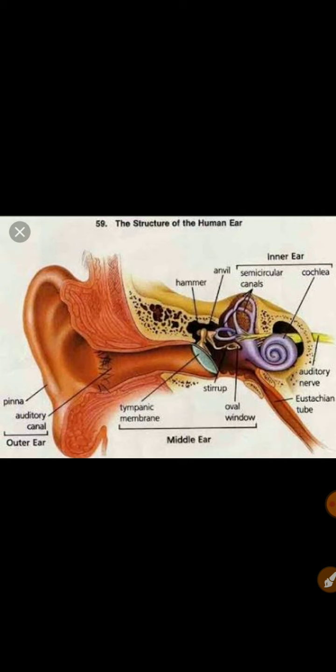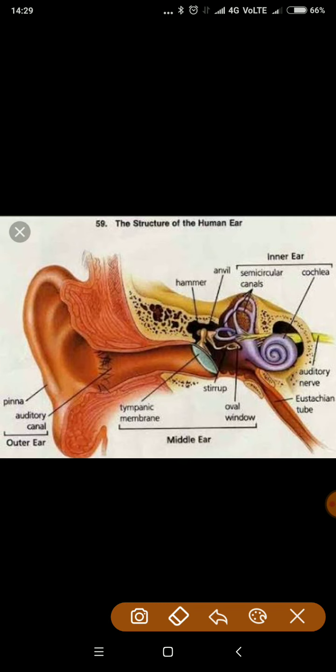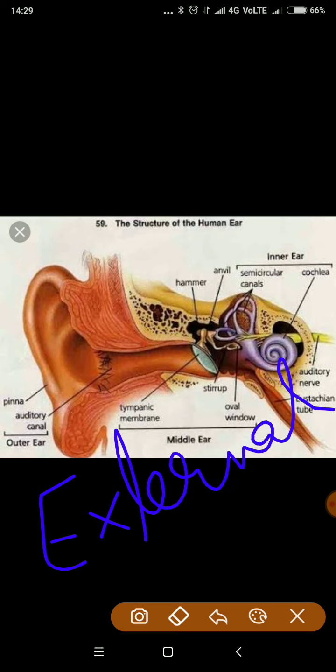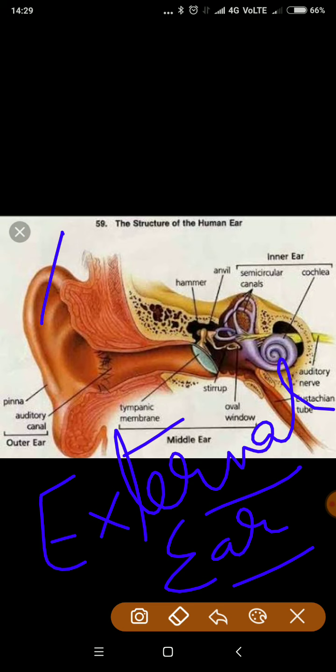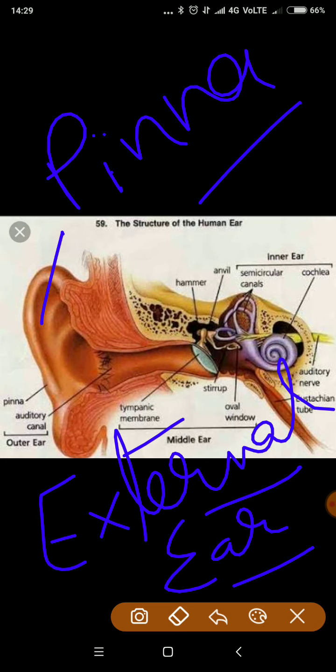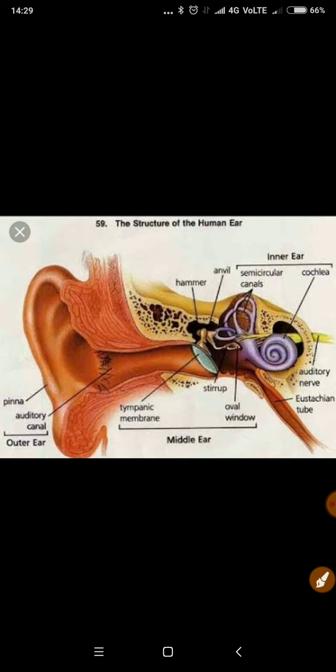So let's discuss the external ear first of all. This is the external ear, which is also known as pinna. Am I right? The outer ear is outside the body, right? We are able to see this, and as I have told you, it is also called the pinna. It extends into the ear canal.